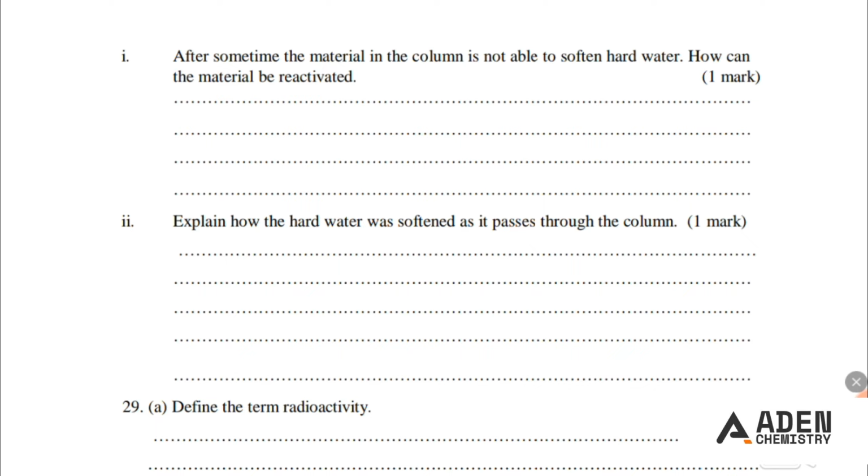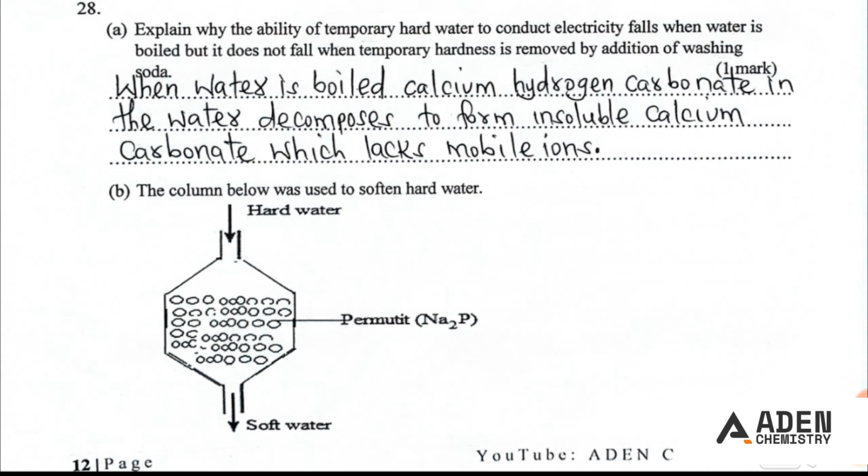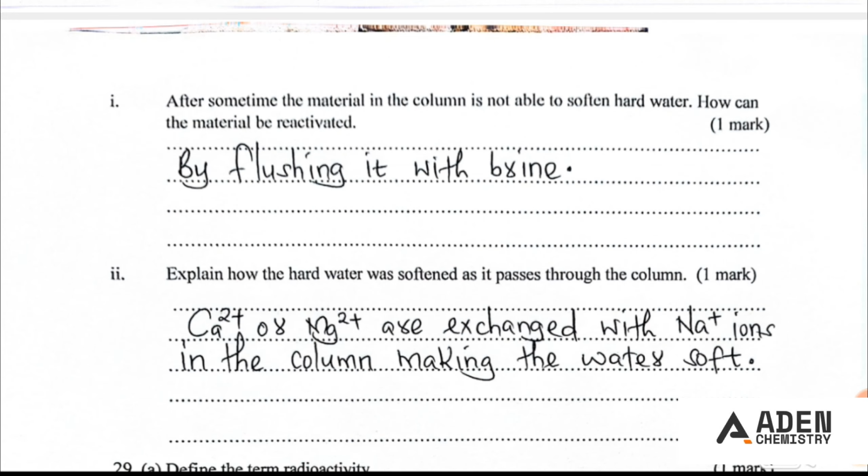So we say by flushing it with brine. And remember, brine is concentrated sodium chloride. Roman 2, explain how the hard water was softened as it passed through the column. Here we are saying the calcium ion or magnesium ion, which are responsible for the hardness of water, are exchanged with the sodium ions in the column, making the water soft. So these are the answers for question number 28, part A, and also question 28, part B. So we are going to proceed to question number 29.